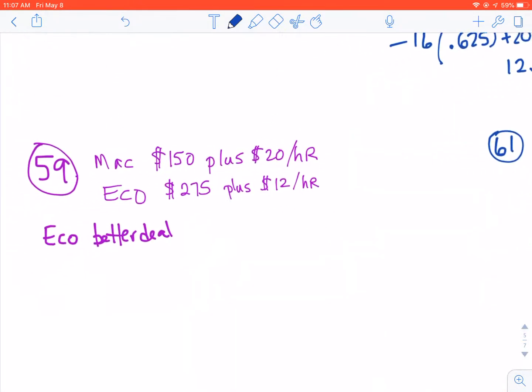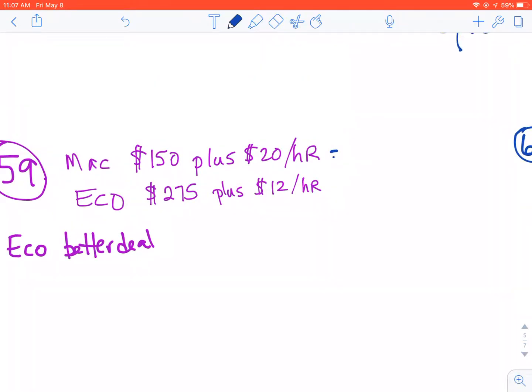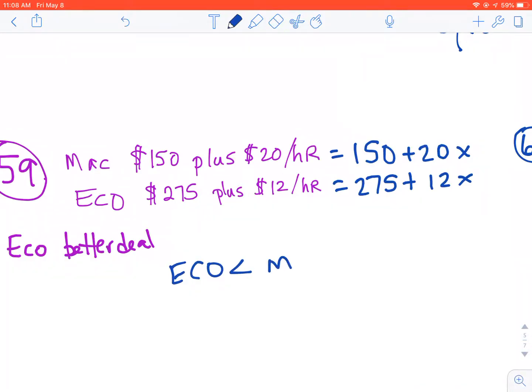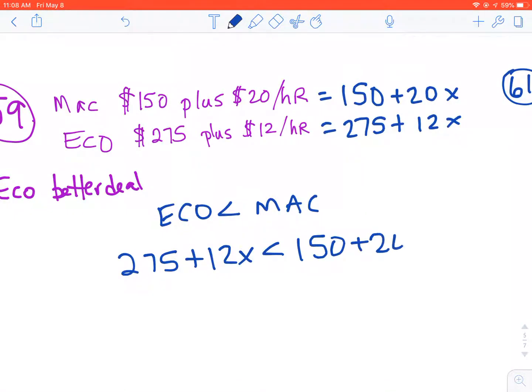All right, so now I want Eco to be a better deal. I wrote these down. So x is going to be the number of hours. So Mac, I would have said 150 plus 20x is for Mac, and Eco is 275 plus 12x. And I want Eco to be a better deal, so Eco has to be less than Mac Movers. So 275 plus 12x has to be less than 150 plus 20x.